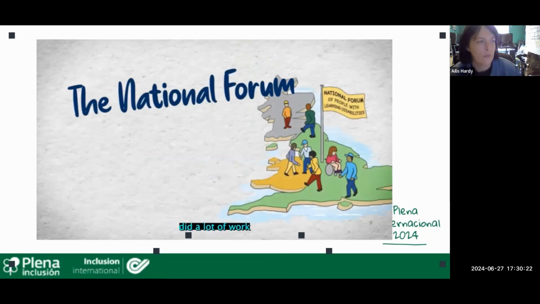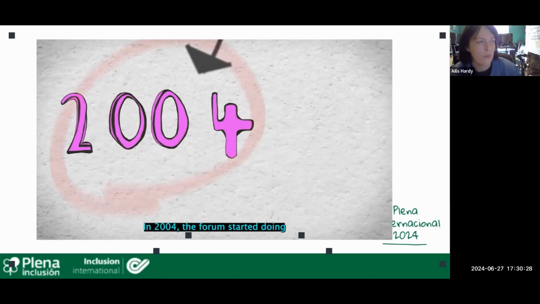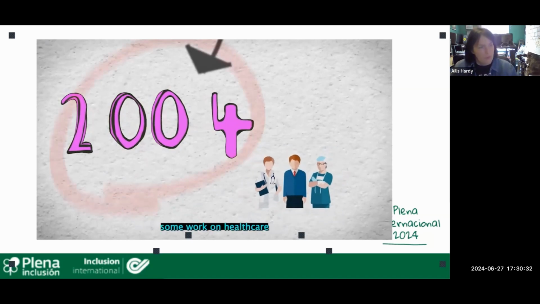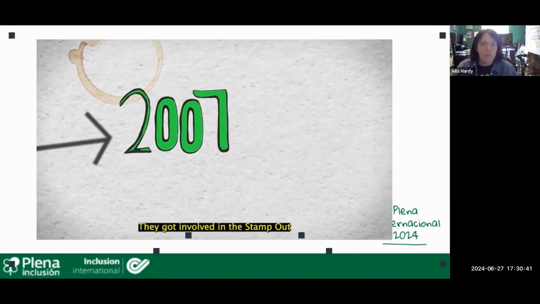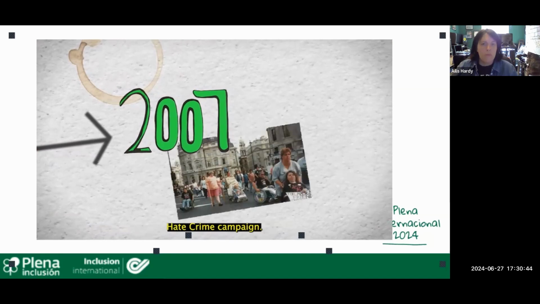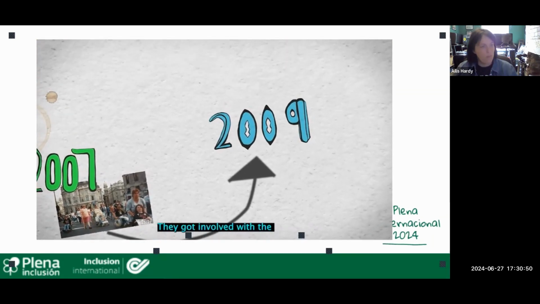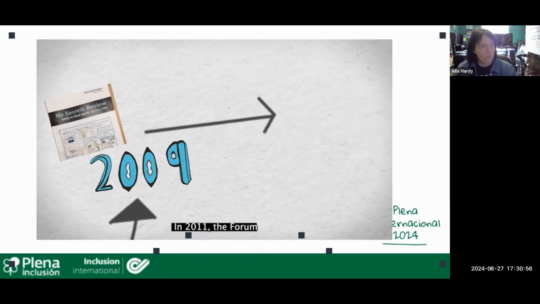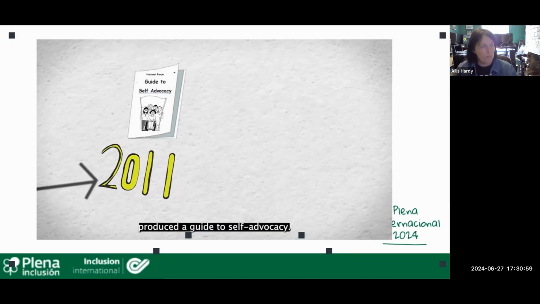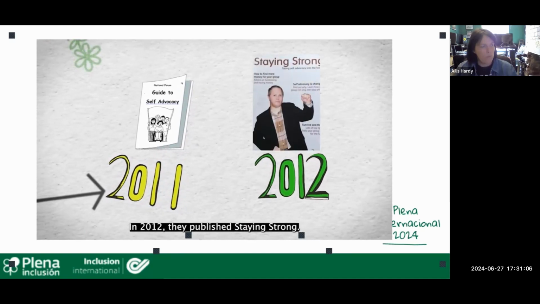The National Forum did a lot of work to try and make things better. In 2004, the Forum started doing some work on healthcare and pushed the government to improve it. In 2007, they got involved in the Stamp Out Hate Crime campaign. In 2009, they got involved with the No Secrets Review, helping to prevent abuse. In 2011, the forum produced a guide to self-advocacy. In 2012, they published Staying Strong.